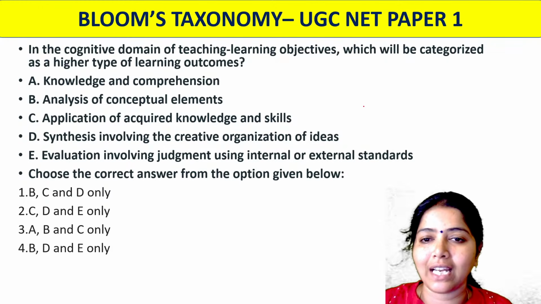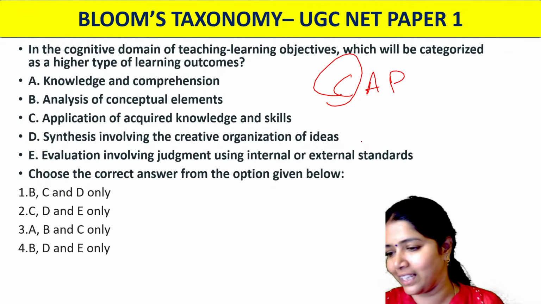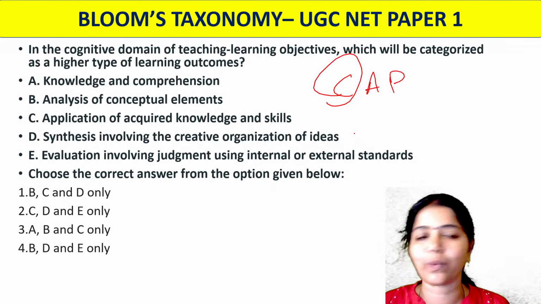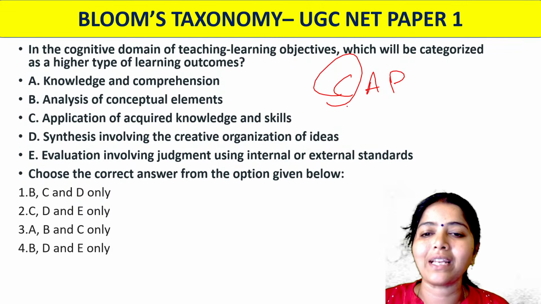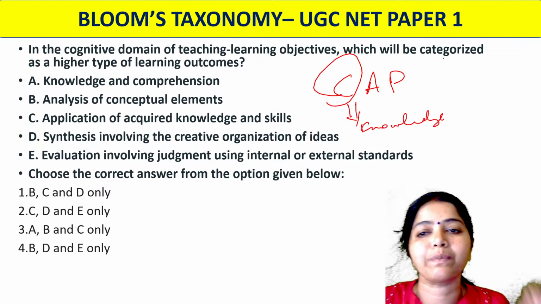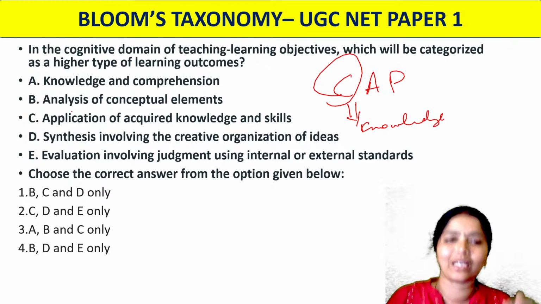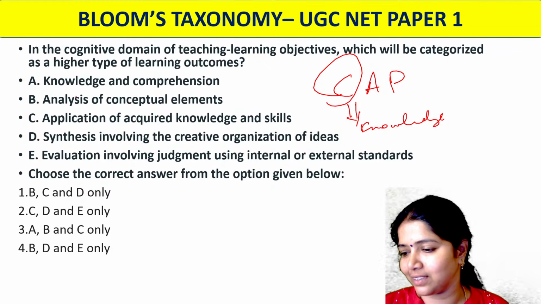We have studied in terms of CAP theory, which talks about C, the cognitive domain, which talks about knowledge. We have to tell which has been categorized as the higher type of learning outcome. Look at the question and give me the answer.